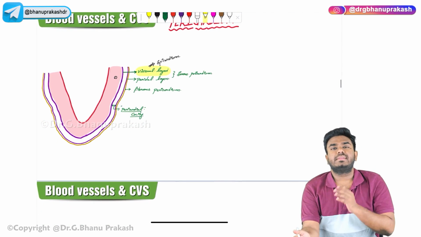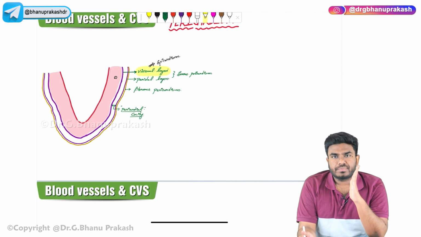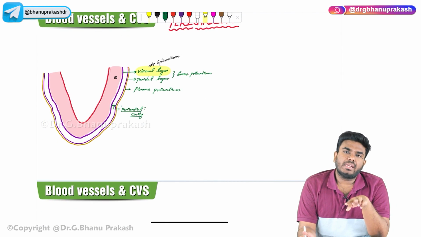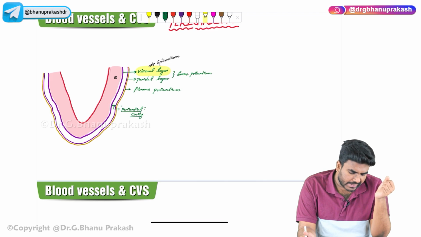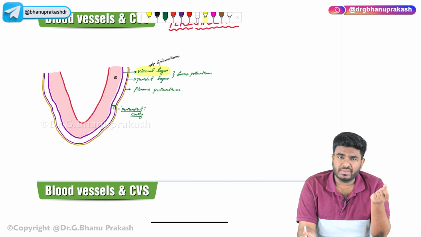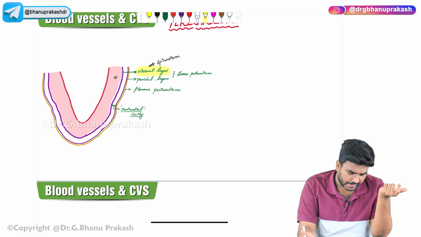The pericardium has the inner serous pericardium and the outer fibrous pericardium. The serous pericardium again has 2 layers: one is the visceral layer and the other is the parietal layer. The space between the visceral layer and parietal layer is called the pericardial cavity.